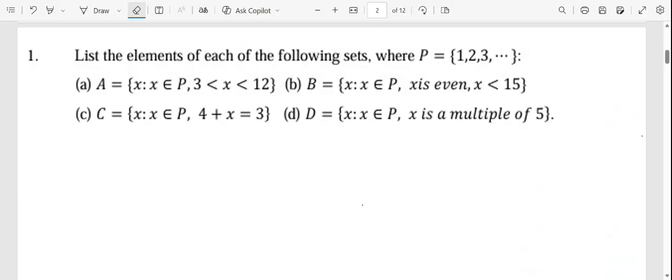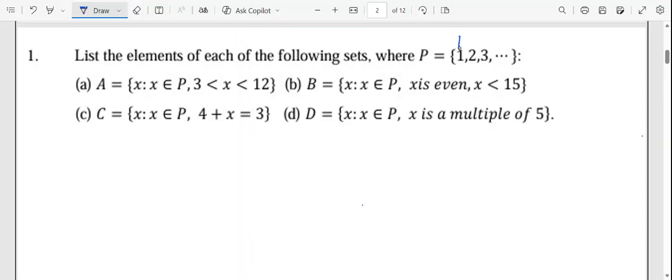So the first question says list the elements of each of the following sets, where P is the set of numbers such as 1, 2, 3, 4, until infinity. What name of the set are these? How do you call this set of numbers? Natural numbers. All right, so natural numbers start from 1, 2, 3, going like that.